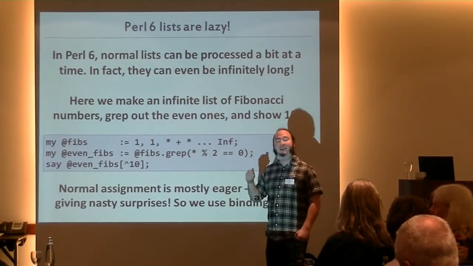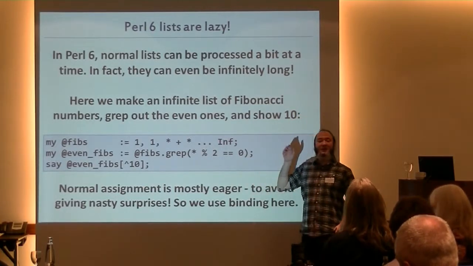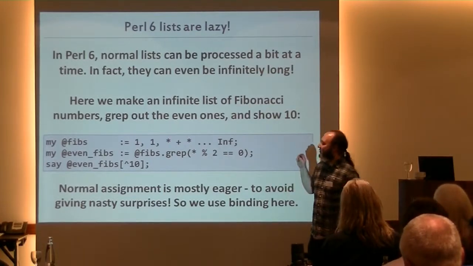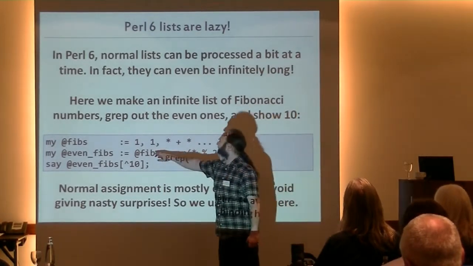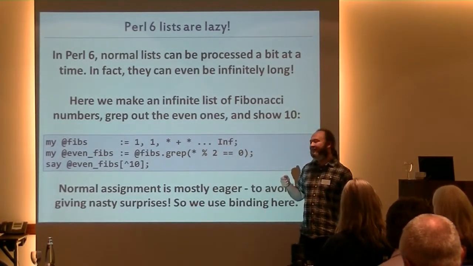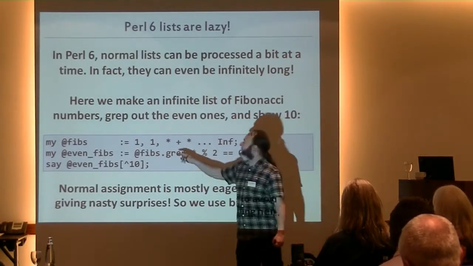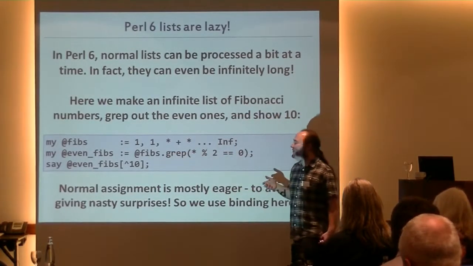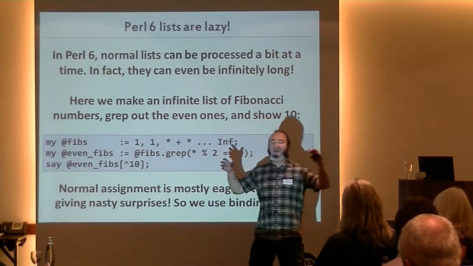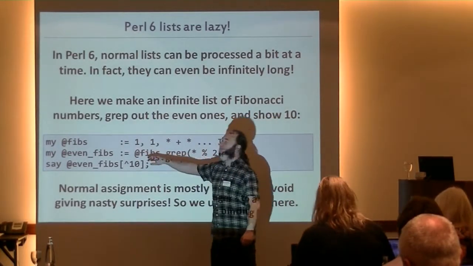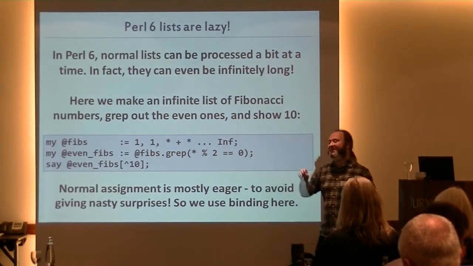To avoid confusing Perl 5 programmers, assignment with equals is normally eager. So what we do here is grep this infinitely long list, and of course that gives me another infinitely long list of just the even Fibonacci numbers. And this infinity is getting a little bit much for us, so we say, you know what, just because I could have them all, I'm only going to take the first 10.